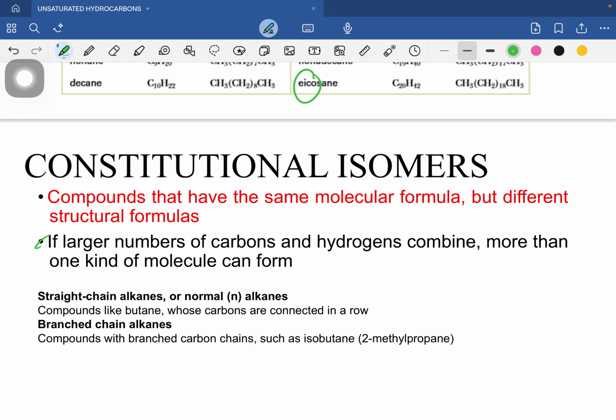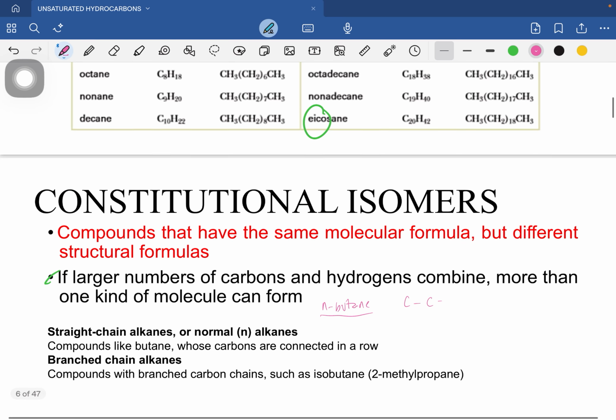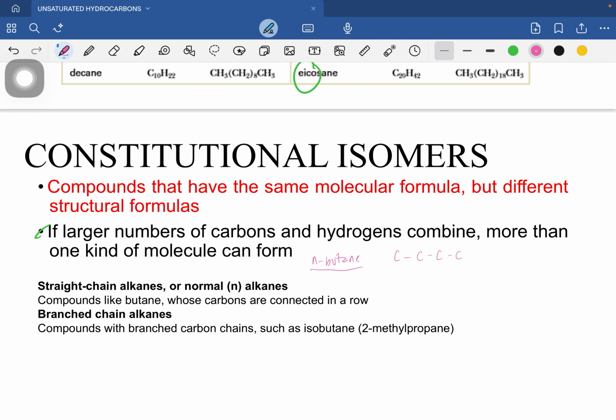So we have here, for constitutional isomers, straight chain alkanes, or these are actually your normal alkanes that can be designated by N, guys. So kapag nakakita kayo ng molecular compound na may name na N-butane, basically it's a straight chain alkane lang yon. It's just a compound with 4 carbons in the chain. Kaya siya N because it's normal, it's straight chain and there's no other attached substituent into the chain, kaya siya tinawag na N chain or the normal alkane.